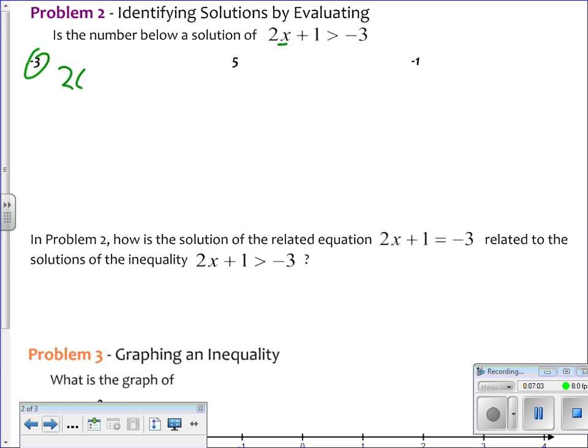2 times -3 plus 1 greater than -3. So 2 times -3 is -6. So I have -6 plus 1 greater than -3. -6 plus 1, -5 greater than -3. Is that true or not? Nope. That's a no-go. That one's no bueno.